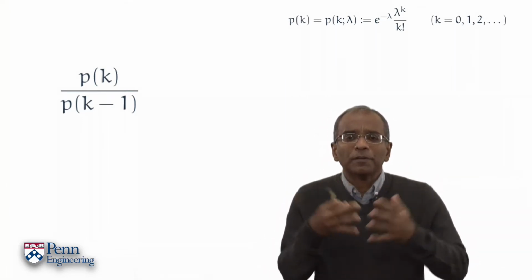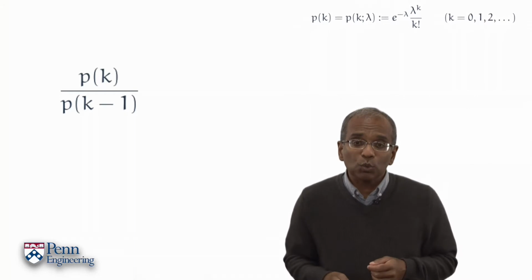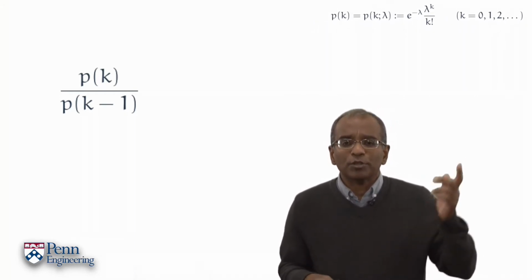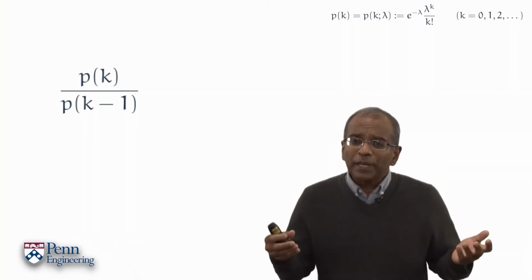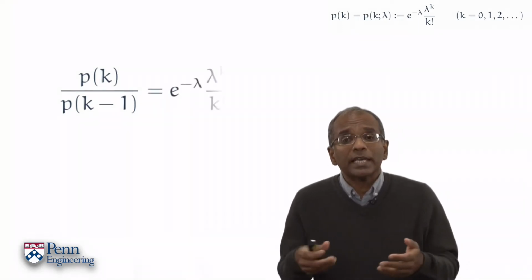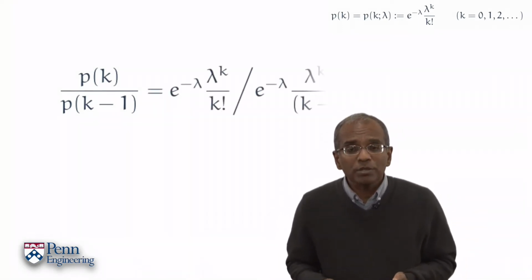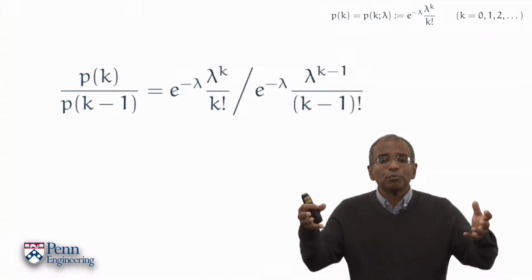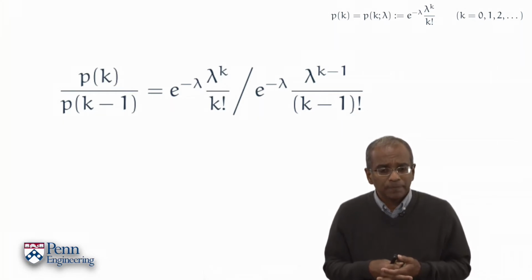So look at P of k divided by P of k minus 1. Well, P of k exactly is the Poisson probability up on the right of your screen. To get P of k minus 1, all we do is replace k by k minus 1 in that expression and simply write down the answer. And now we've got a ratio of two Poisson probabilities.